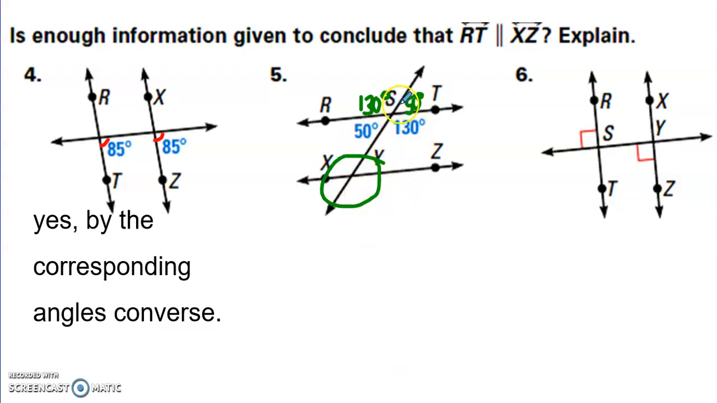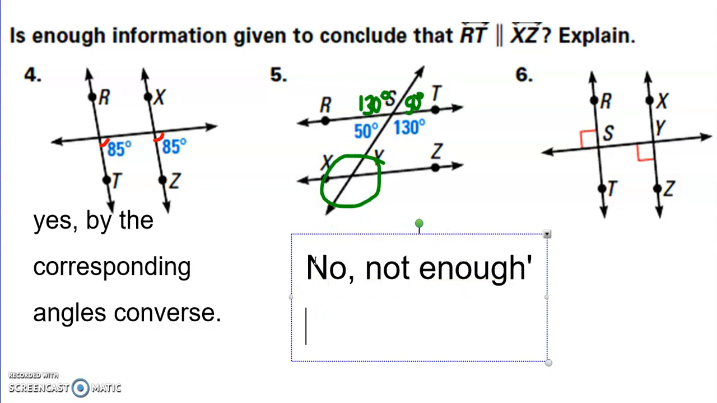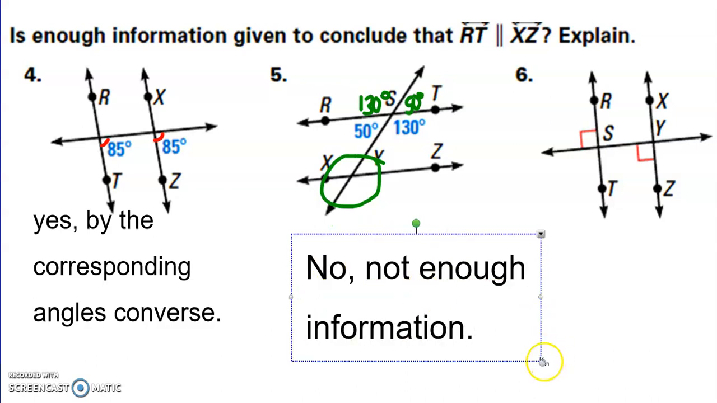Therefore, we have no pairs of corresponding angles that are congruent. So we can't say that these 2 lines are parallel because there's not enough information. We don't have any corresponding angles.